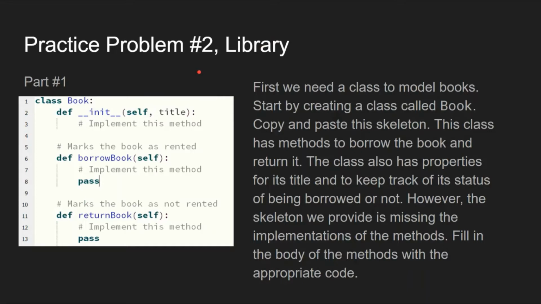We create a class called book. Start by copying and pasting the skeleton I'll have in the description. This class has methods to borrow the book and return it, right here and here. The class also has properties for its title and a Boolean property to see if it's borrowed or not. However, the skeleton we provide is missing the implementations of the methods and the properties. So fill in the methods with the appropriate code.